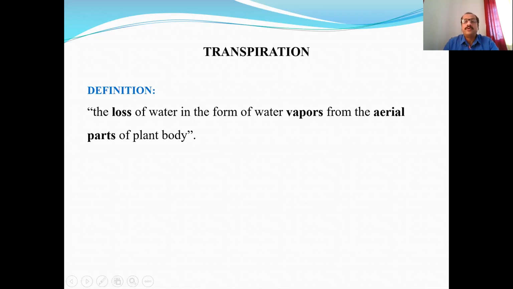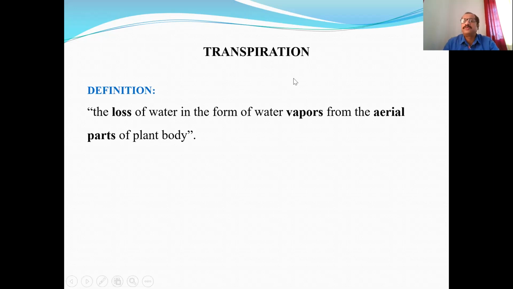There is one more difference between transpiration and evaporation. After evaporation, the surface becomes dry. But in case of transpiration, when there is water loss from the aerial parts, from the leaf surface or from the surface of the green stem, the transpiring surfaces become moist and wet, because that is a sort of losing water to protect those organs from sunburning. So that is another difference between transpiration and evaporation.